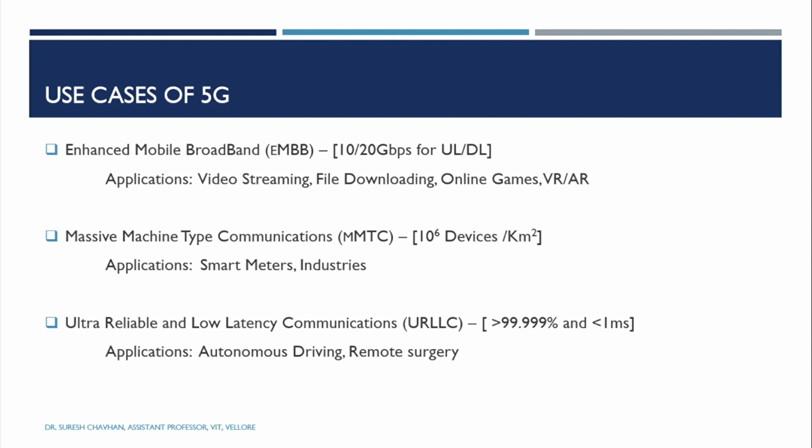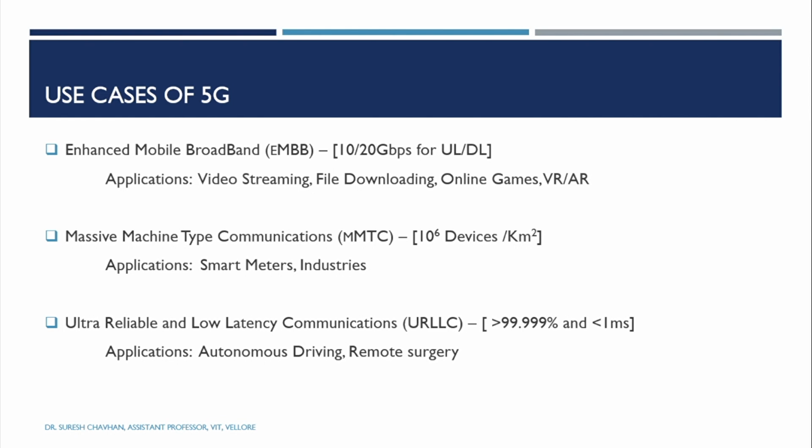And the second service is massive machine type communications. Here, with the words massive machine type communication, you have to think that a massive number of devices will be connected. So those kinds of services it will provide. For example, here it provides 10 raised to 6 devices per kilometer squared. And for applications, you can think of your mall, or any kind of industry where a huge number of devices are there.